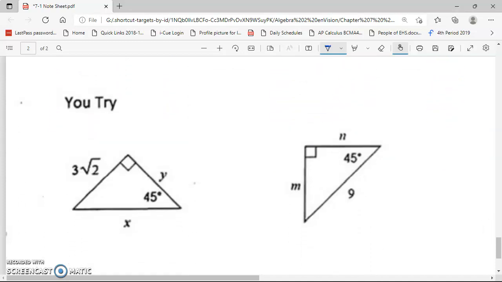There are a couple here for you to try. I'm going to encourage you to pause here and then go ahead and try those.